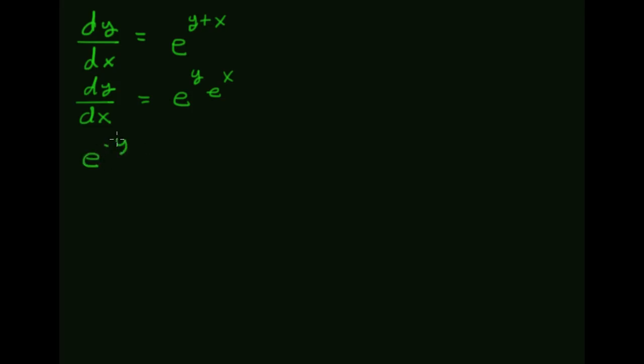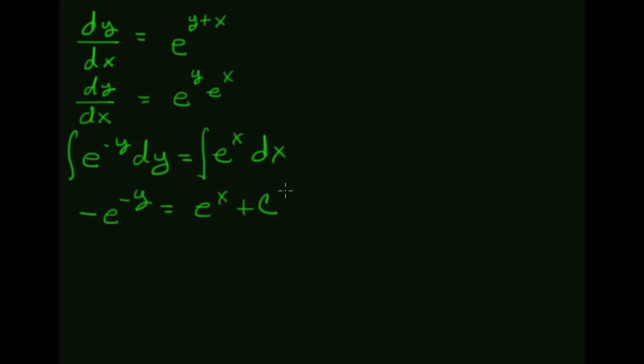Okay, looking at number 10, we have dy/dx is e to the y plus x. And we have an initial value of (0, negative natural log of 4). So we have to do a little work at the outset, because this becomes e to the y times e to the x. So we get e to the negative y dy is equal to e to the x dx. Antiderivative of that. So we're going to get negative e to the negative y is equal to e to the x plus constant, right?